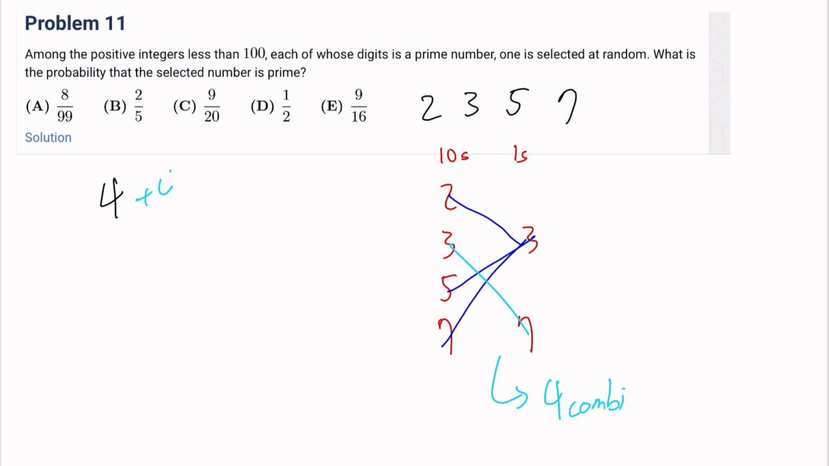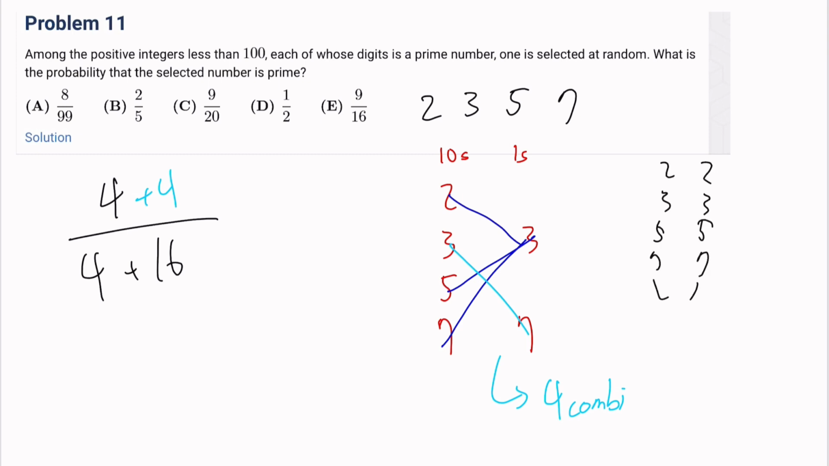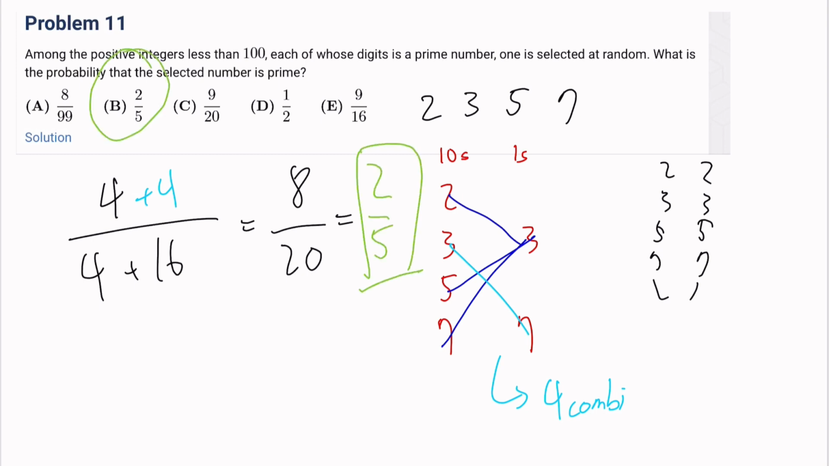So it's 4 plus 4, right? So 4 from 2, 3, 5, 7, and 4 from the 4 combinations. So it's 4 plus 4 over, and then we have 4 possible because getting 2, 3, 5, or 7. And we have 16 more possible because of 2, 3, 5, 7, 2, 3, 5, 7. So it's 4 times 4, so it's 16. And so this is all 8 over 20. And if we divide by 4, then that will give us 2 over 5. So the answer is B.